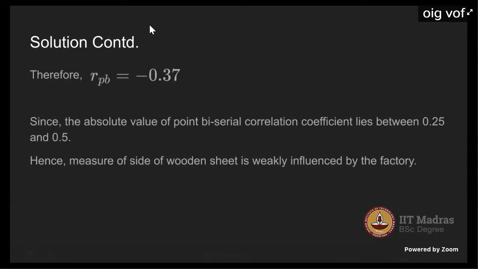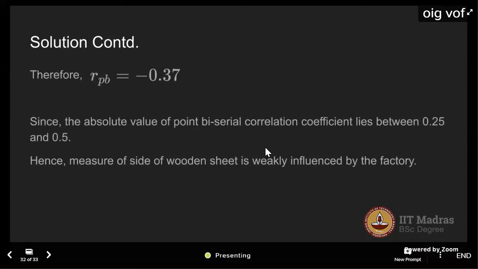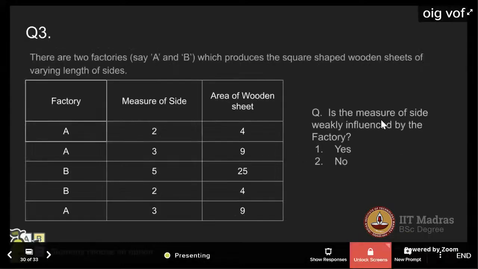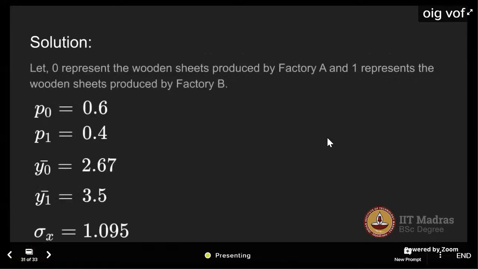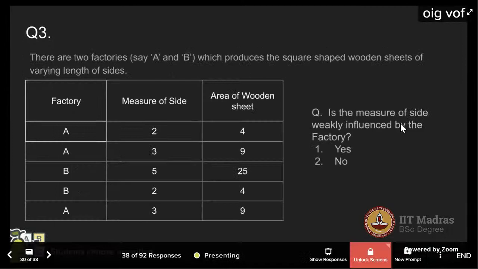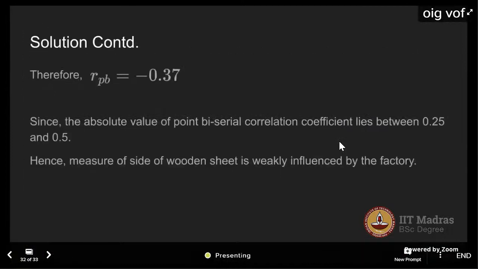How do we interpret the statement to get the answer? See, the question is asking about weakly influenced. By weakly influenced we mean a weak correlation coefficient between the two. No is the answer, no? Yes is the answer. It is the measure of weakly influenced. You can see it's between 0.25 and 0.5. So then that means no, only, no?